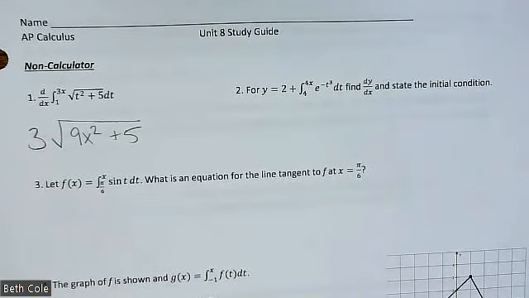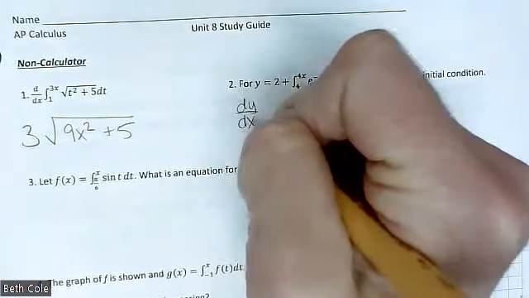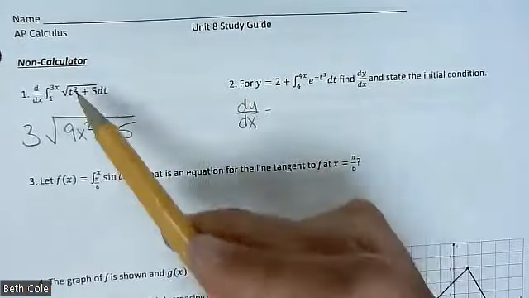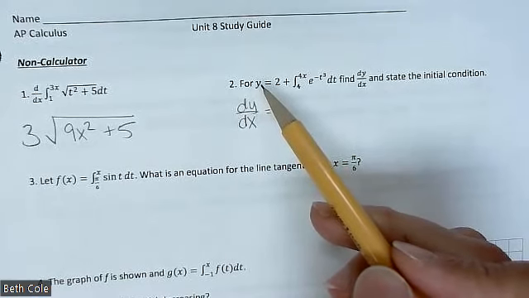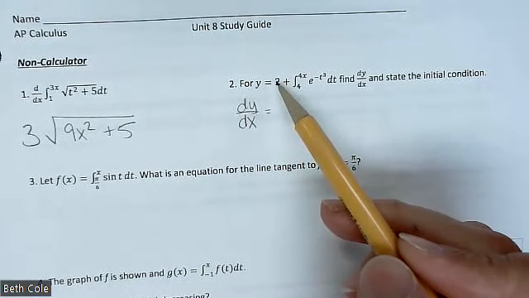All right, for this one, for y equals 2 plus that thing, find the derivative and state the initial condition. All right, so first let's find our derivative. So what is your derivative of 2? Oh, we're on the non-calculator part. This is non-calculator. There is a calculator section, though, where you are going to type a bunch of stuff in, but we're on the non-calculator right now. All right, so derivative of just plain 2, guys. It'd be 0. You did the antiderivative. I know, it's hard, all right?